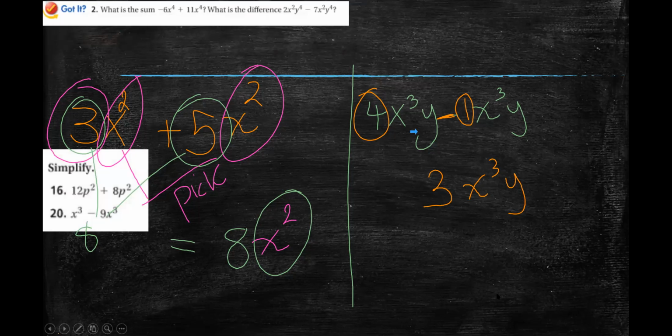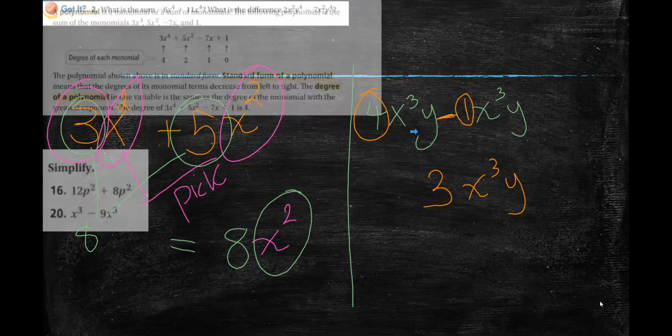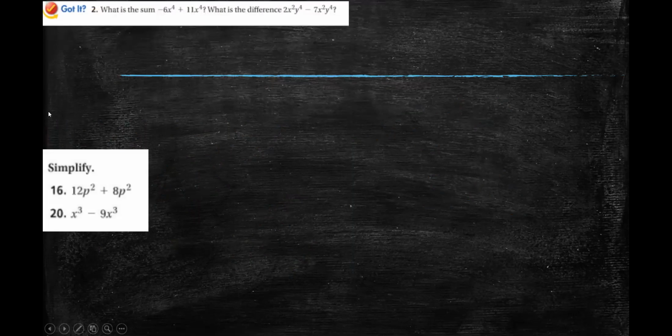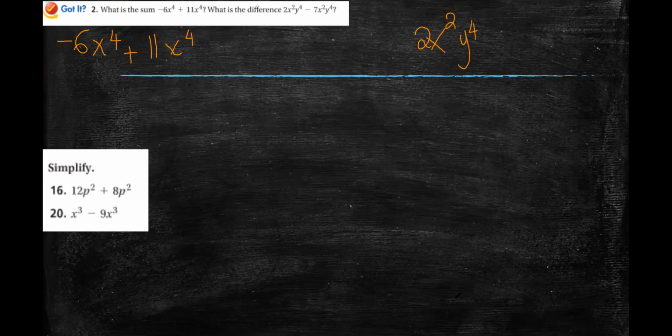Let's have now these examples here. What is the summation of negative 6x raised to the power 4 plus 11x raised to the power 4? And the second one is 20x squared y to the power 4 minus 7x squared y raised to the power 4.